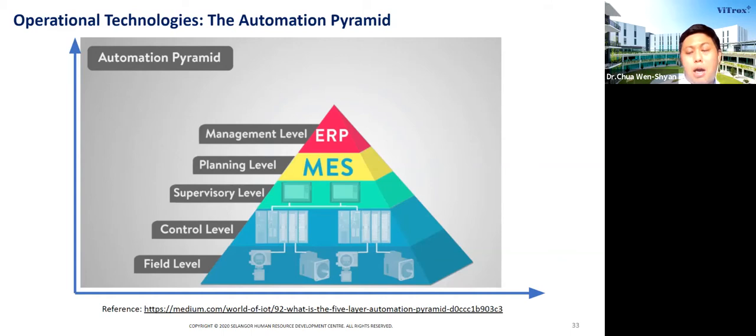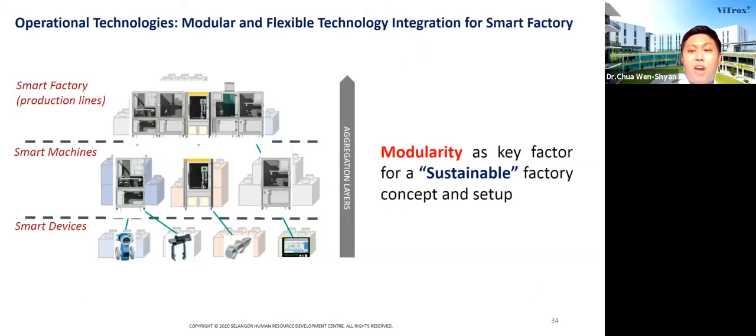So the question is, how do we ensure that connectivity is really seamless across all platforms, from the field level all the way to the management level? In the next slide, we talk about modularity as a key factor for a sustainable factory concept. When we talk about modularity, it means that at every level of the automation pyramid, there is always a way to connect, visualize and integrate everything, from the field level all the way to the management level. And this modularity or flexibility concept can cut across multiple levels of automation strategies.